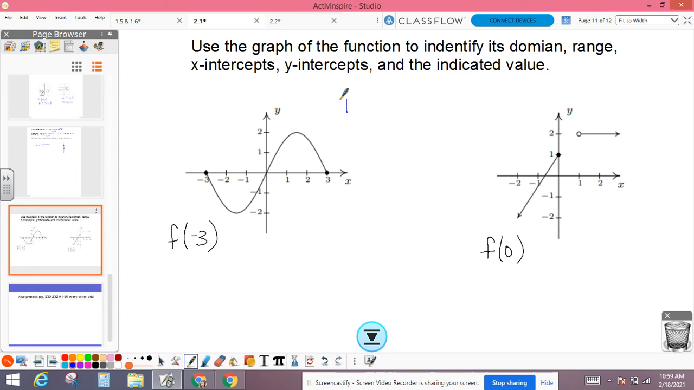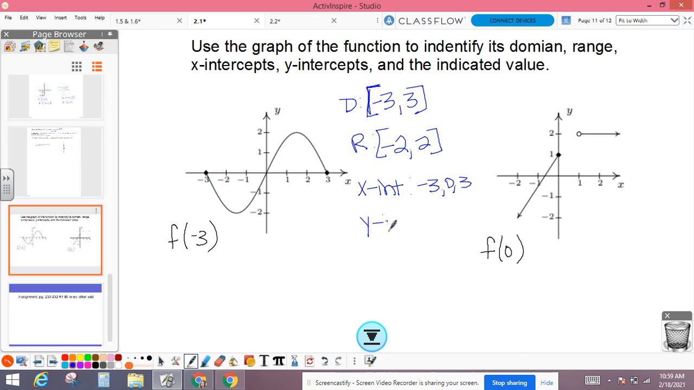So domain for this one is going to be -3 to 3, both of which have a bracket because they're closed circles. Range is going to be, it looks like -2 to 2. All right, so x-intercepts, where does it cross the x-axis? That's going to be -3, 0, and 3. Y-intercepts, you can give those as ordered pairs or just list the numbers. It doesn't really matter to me. The y-intercept is only at 0.